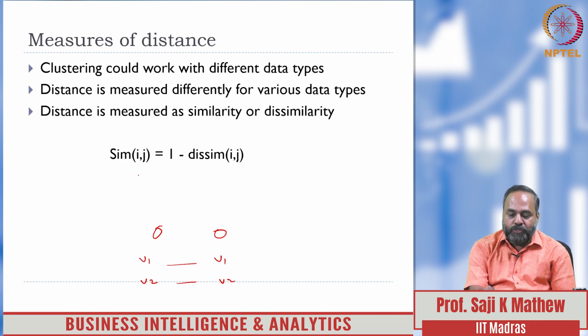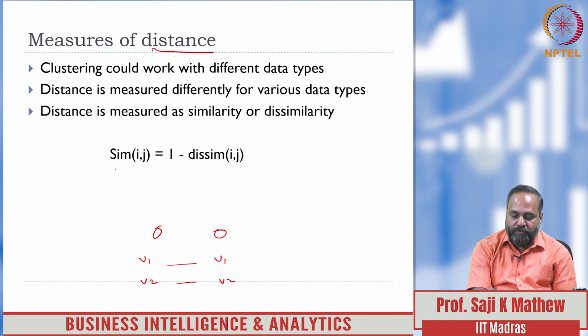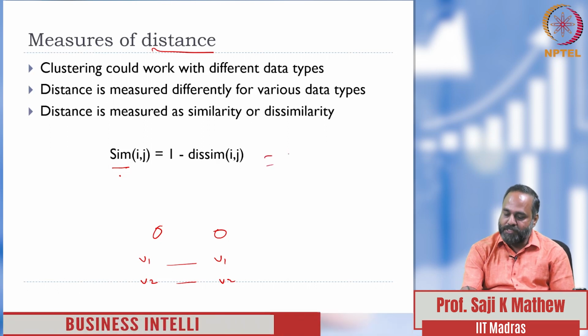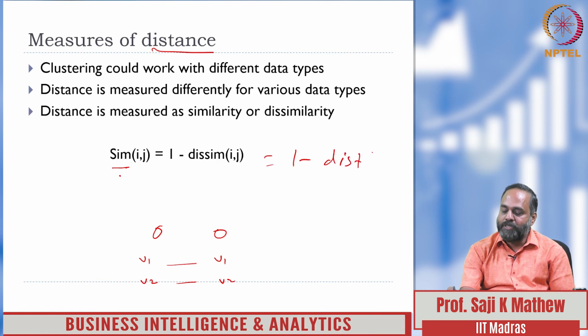There is also this notion of distance and notion of similarity. As I said, it is inverse. So, there is similarity of object i and object j, which is 1 minus dissimilarity between objects i and j, or 1 minus distance between i and j, because distance is an inverse measure of similarity. When you notate i and j, keep in mind i and j are objects, and each object has multiple attributes.